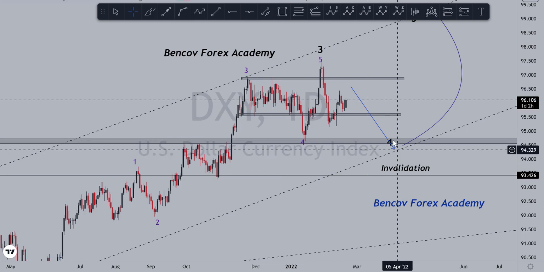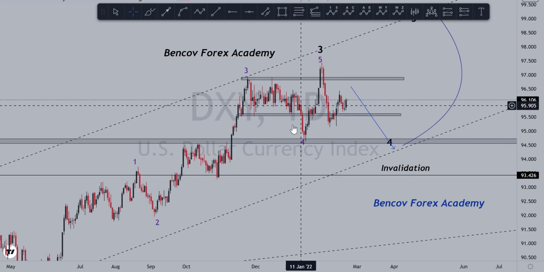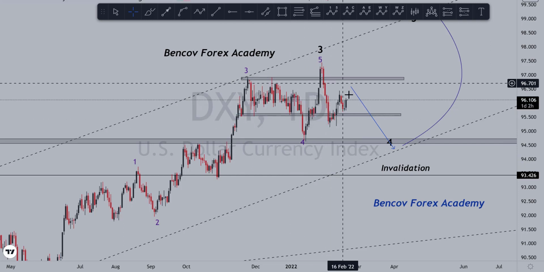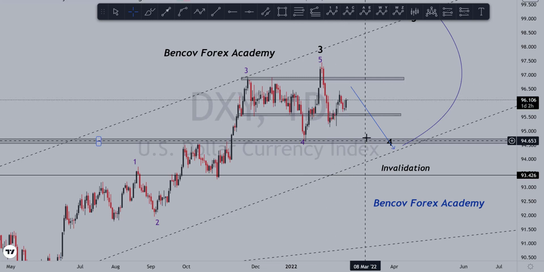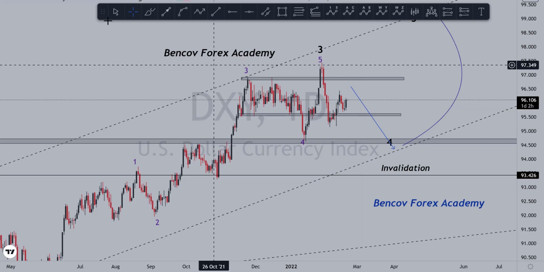Because we're using this as bias, there's no need for us to go to lower time frames. We just want to see where most of these pairs are going to be going. So if this is going up, we would expect most of our majors to push to the downside if there are no fundamentals that can affect them to move otherwise. So let's move on and talk about the Euro USD next.